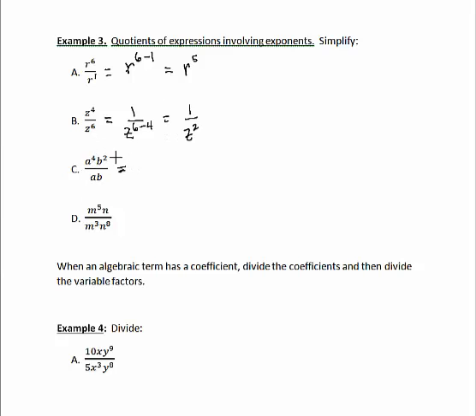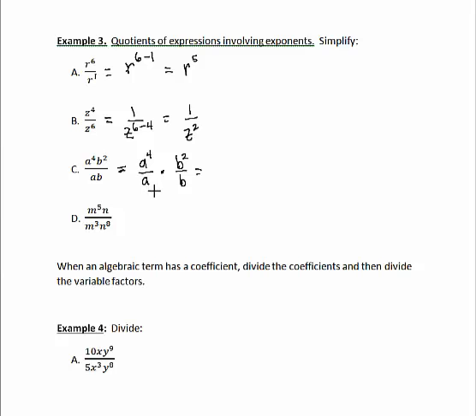The next one, we could sort of look at this as two separate problems: a to the 4th over a, times b squared over b. Because we can't join the a's and the b's together, we just simply have to write them out separately side by side if they're multiplied.